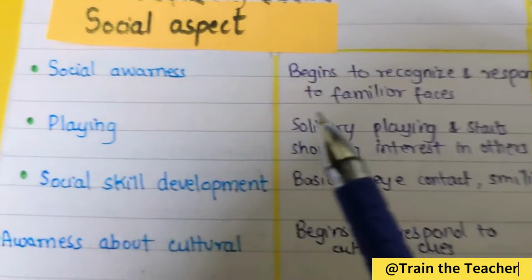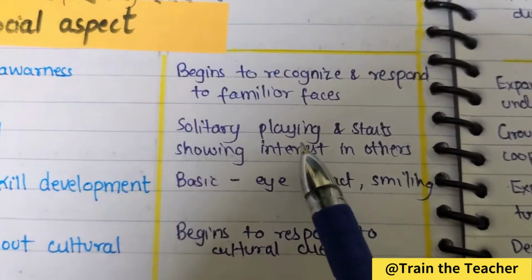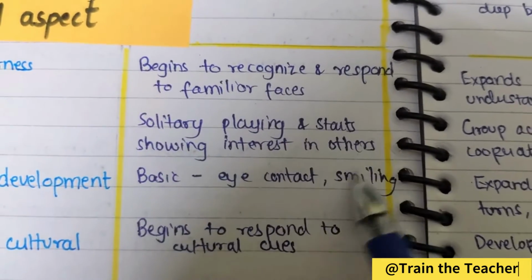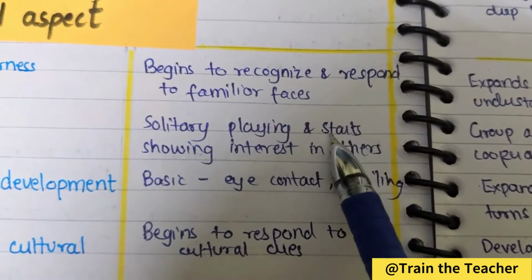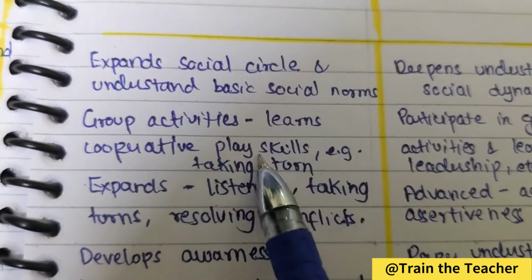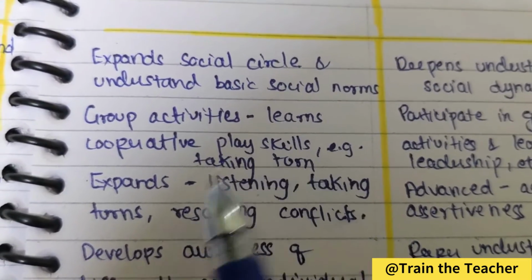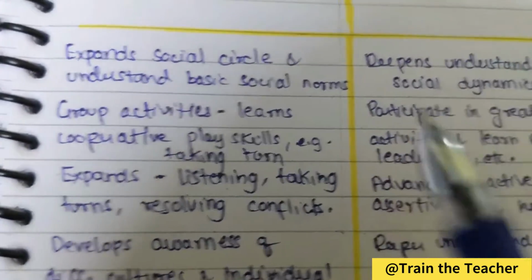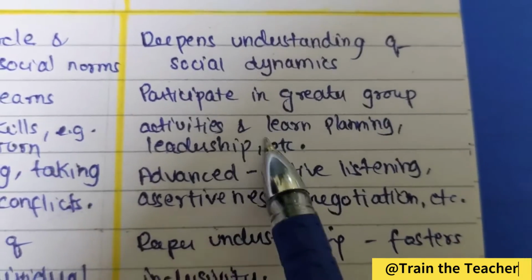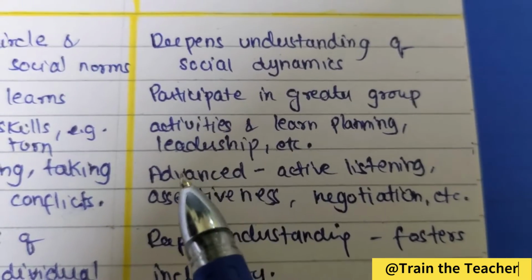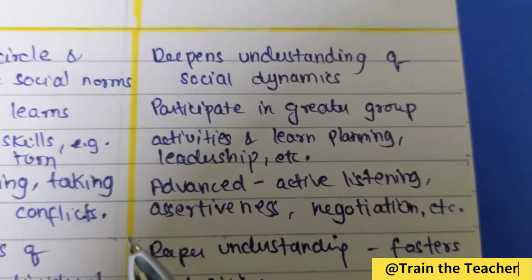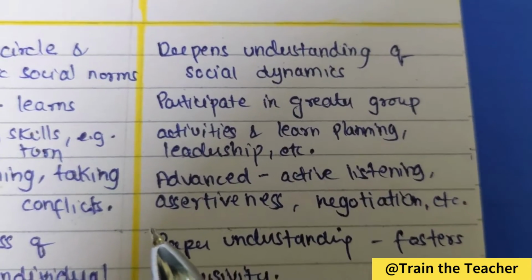Next we have playing. During infancy, solitary playing takes place and the infant starts showing interest in others. In childhood, group activities, and they learn cooperative play skills, for example by taking turns. Pehle aap khelo, phir meri baari aayegi. So they learn that during childhood. And in adolescence, they participate in greater group activities, and they learn planning, leadership, leading, initiating, etc.